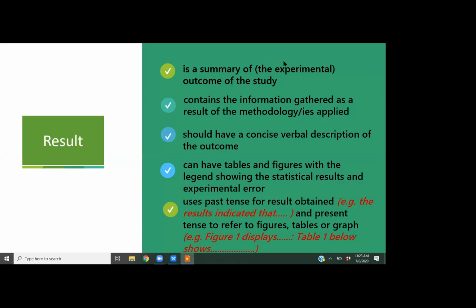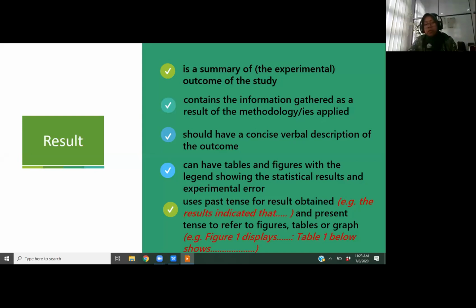tables, figures, and of course the table and the figure should have the legend showing the statistical result or, if it is experimental, any experimental error that is found out from the studies. And the last one is that this section uses past tense for the result obtained. This one often becomes a problem for students.